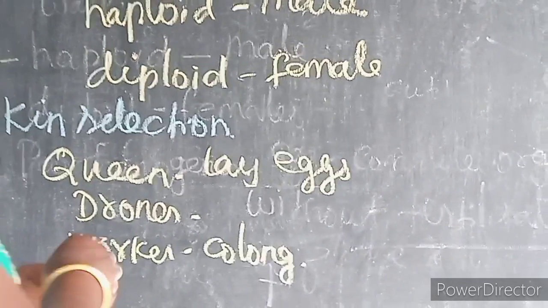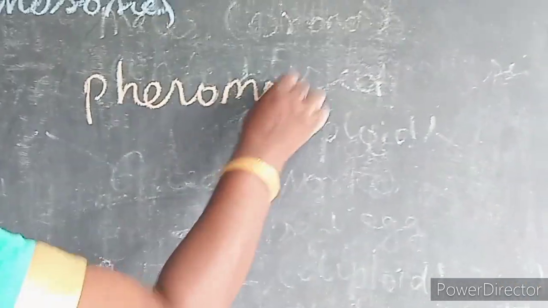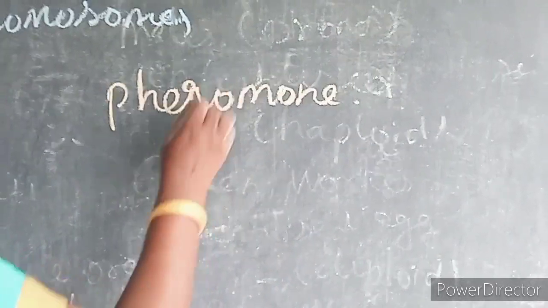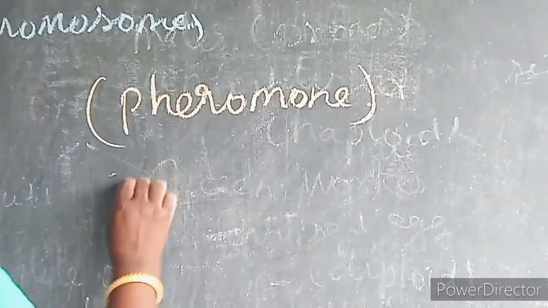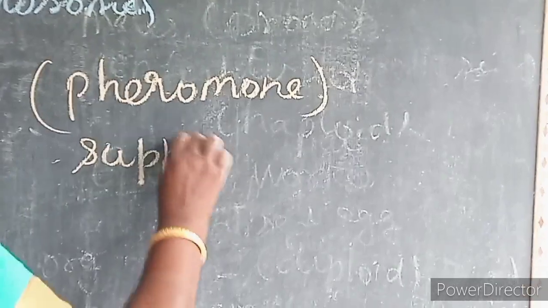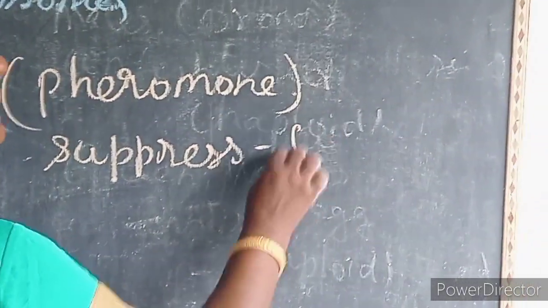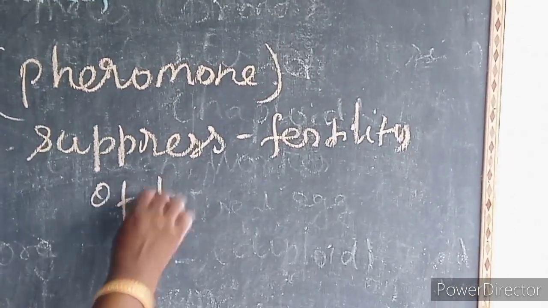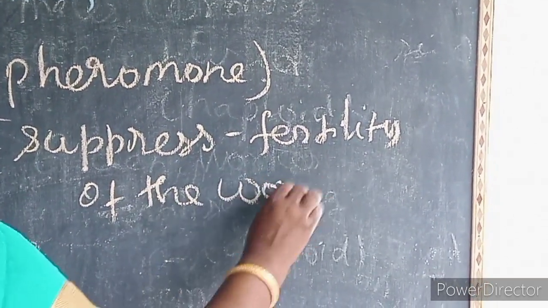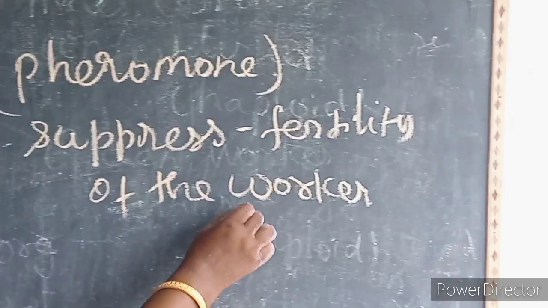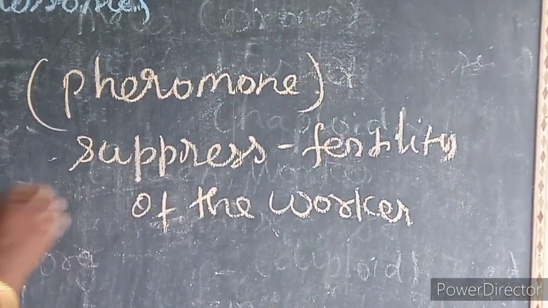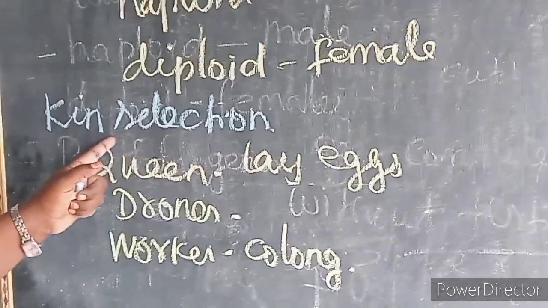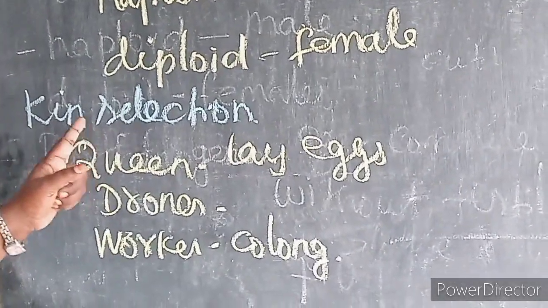So here the queen bee secretes a hormone that is called as a pheromone. It's a 1 mark question. The queen bee secretes a hormone called as a pheromone. It suppresses the fertility of the worker bee. So instead of raising its own colony, it maintains the eggs laid by the queen bee. So this process is called as a kin selection or the K selection.